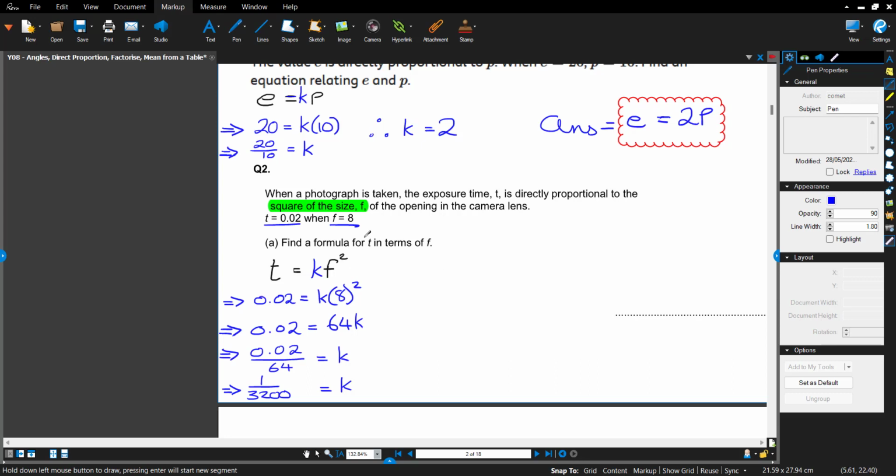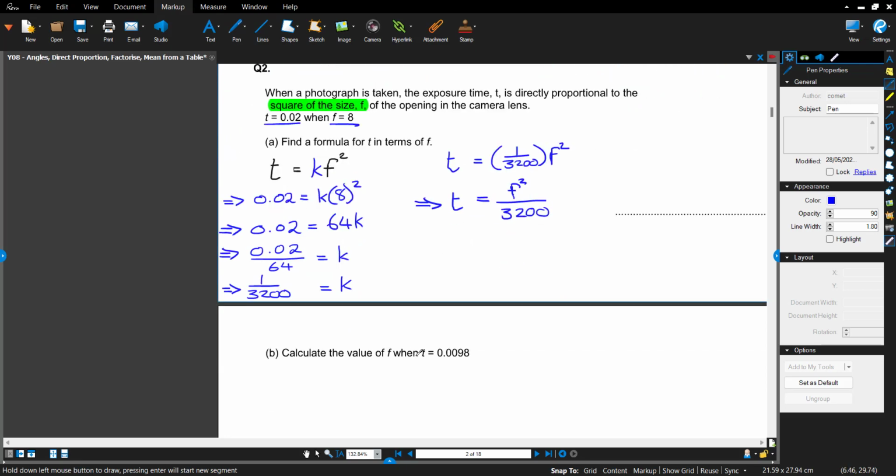So let's rewrite the equation. We have t equals kf squared. So we can rewrite this as t, oh, that was a very nervous t there. T equals kf squared, so it's 1 over 3200 f squared, or if you like, just to make it a bit neater, t equals f squared over 3200. And that is it.